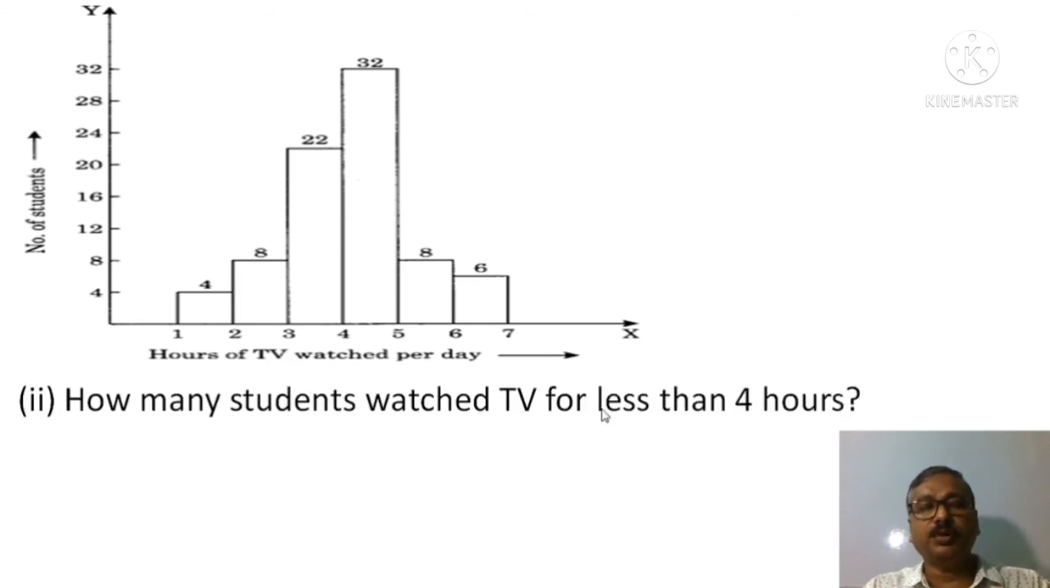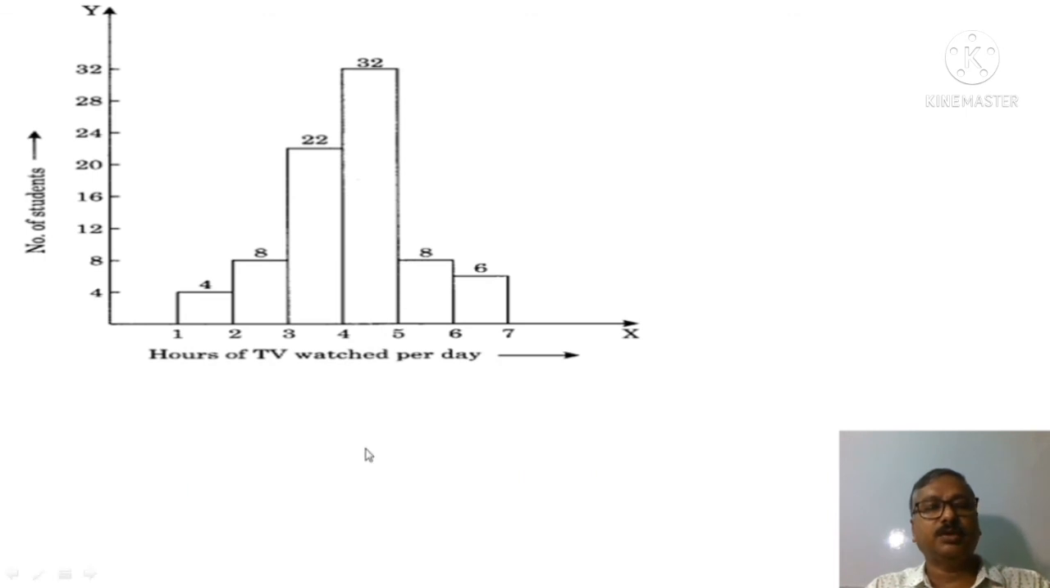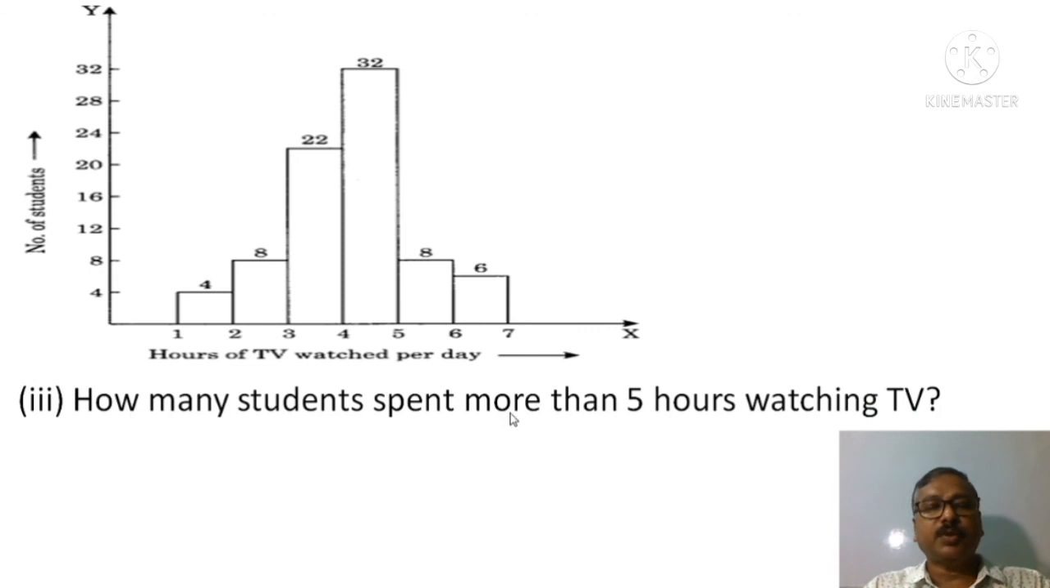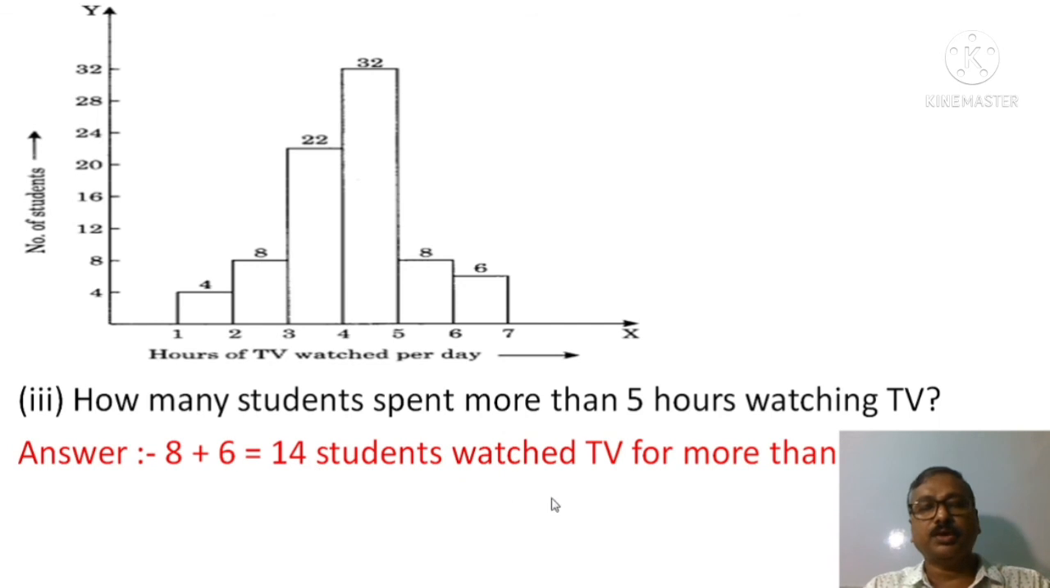How many students watch TV for less than 4 hours? Less than 4 means up to this interval, so we have to add up to this. 4 plus 8 plus 22, that is 34 students who watched TV for less than 4 hours in a day. How many students spent more than 5 hours watching TV? More than 5 means this. This is 4 to 5, so we have to add 8 plus 6, that is 14. So 14 students watch TV for more than 5 hours.